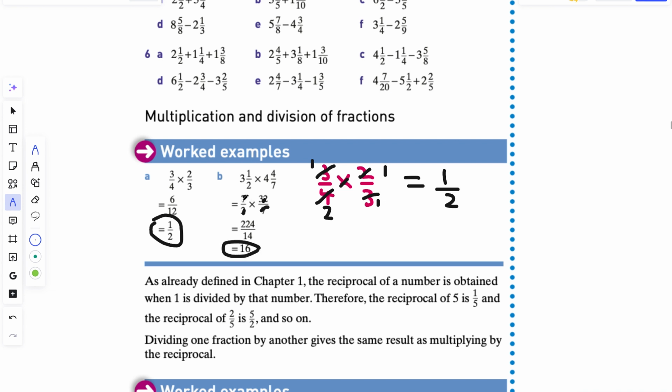If not, you end up saying 7 times 32, you get 224. 2 times 7, you get 14. You now divide a big number by a big number.